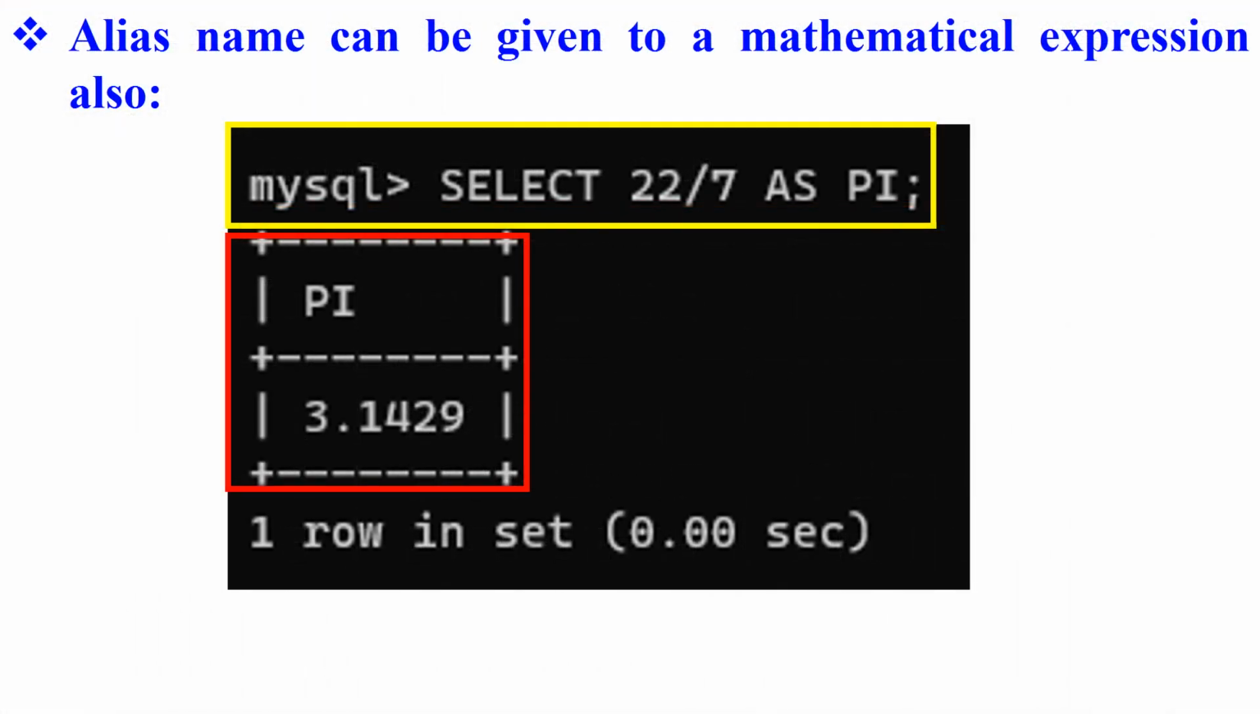Alias name can be given to a mathematical expression also. Let's see an example. Look at the yellow box. In the MySQL prompt, we type the statement, select 22/7 as pi; Now press enter key. What will be the display? Yes, look at the red box. The output displayed is the pi value 3.1429.